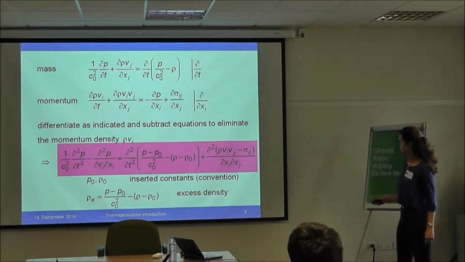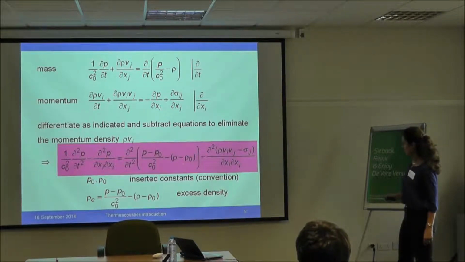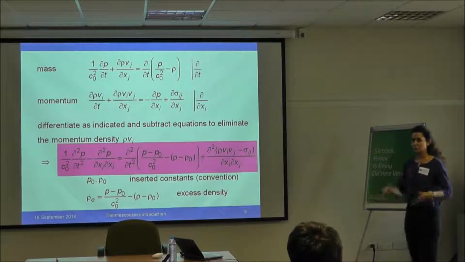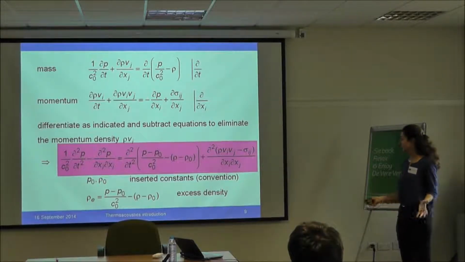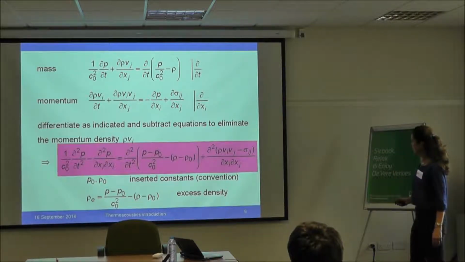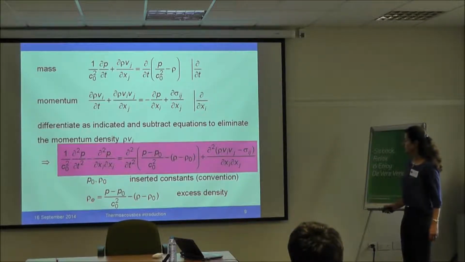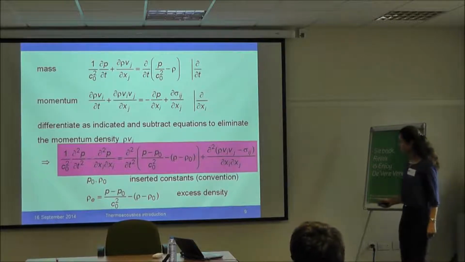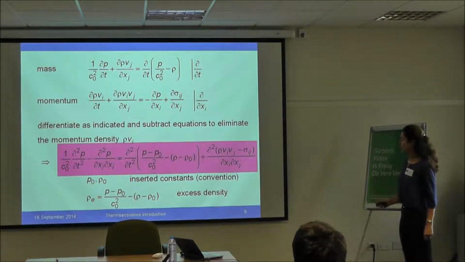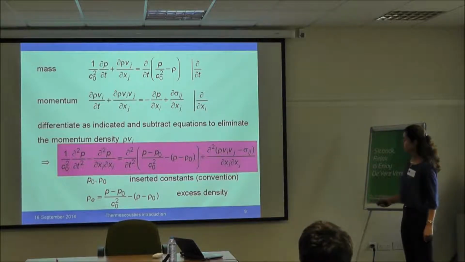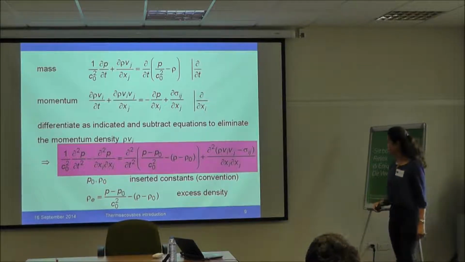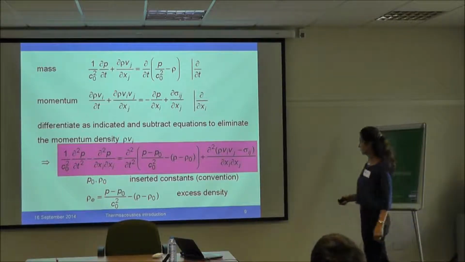On the left, sorry, I'm going a bit too fast. We have these constants in there, the p naught and the rho naught. These were just constants that we inserted without making any mistakes, and it's a kind of convention to do it like this. Then on the right-hand side we have this term, which has got a special name. It's called the excess density, and I'm going to abbreviate that with rho E. So what we have here is the wave equation term on the left for the pressure, and then some extra terms on the right to complete the equation.